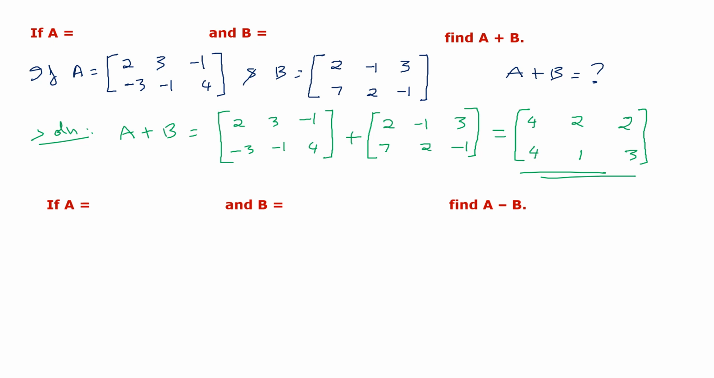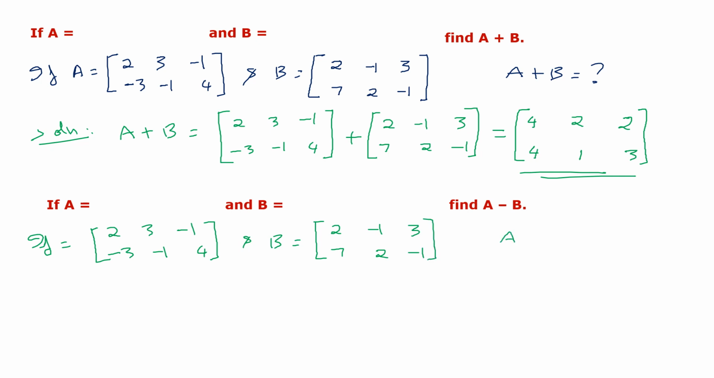Okay. Then next problem. In the same question, the numbers are same, matrix A and B are same. You are asked to find A minus B. So A is given. Let me write the question here. A is 2, 3, minus 1, minus 3, minus 1, 4, and B is 2, minus 1, 3, 7, 2, minus 1. You are asked to find A minus B. Just earlier we added, right? Now it is the subtraction.